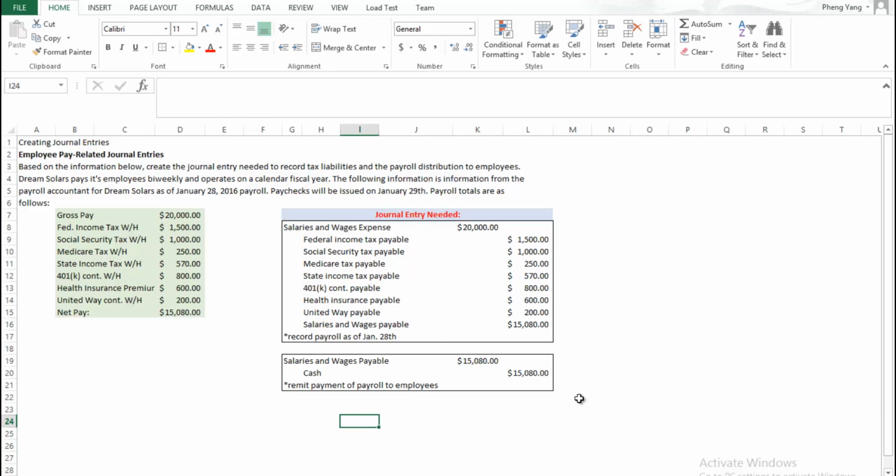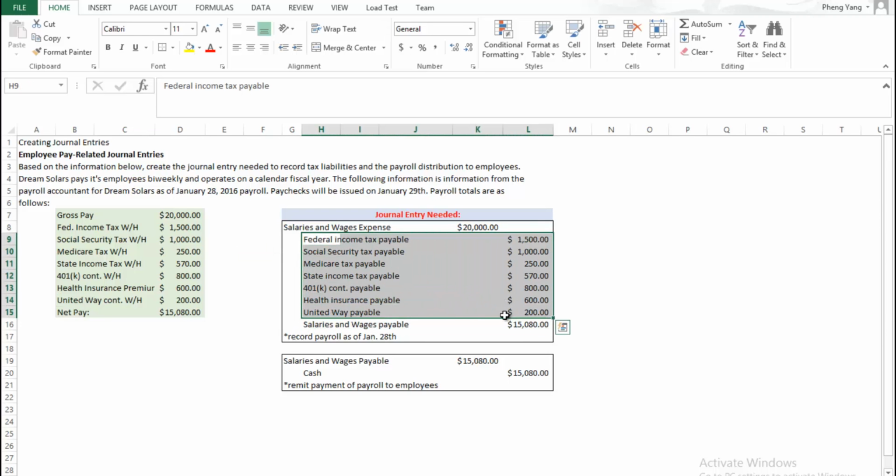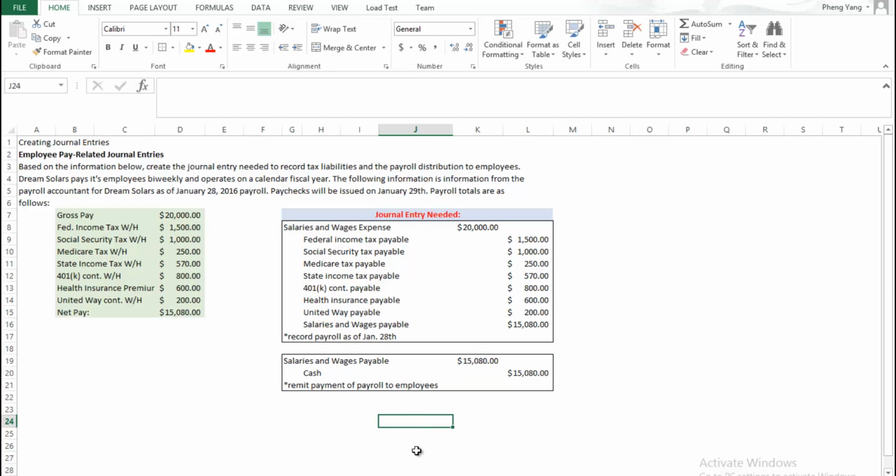To sum up, we had a gross pay of $20,000. From that gross pay, we had all types of deductions, from federal income tax all the way to United Way contributions. We created a journal entry to record all of the tax liabilities that will be distributed at certain dates. Finally, we made the entry to submit payment of salaries to employees. And that is the entry to record employee pay related entries.